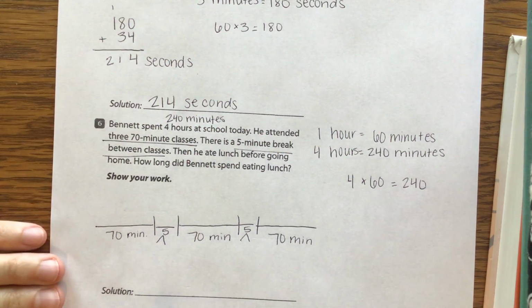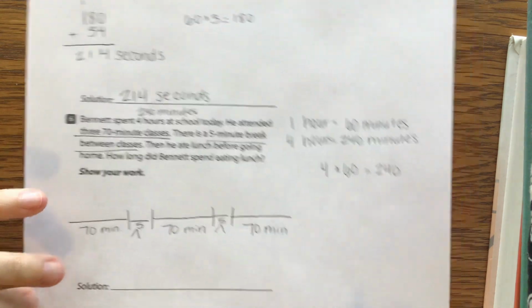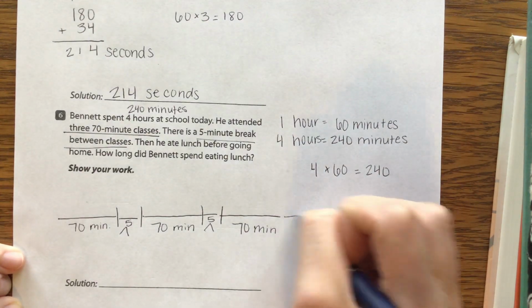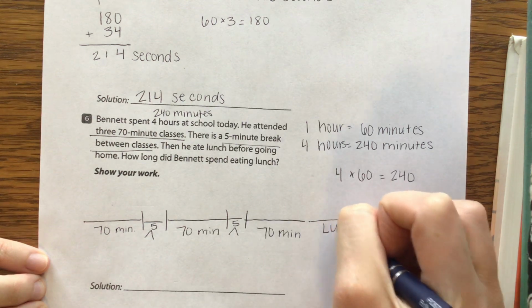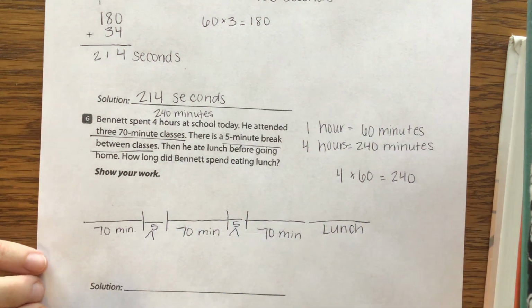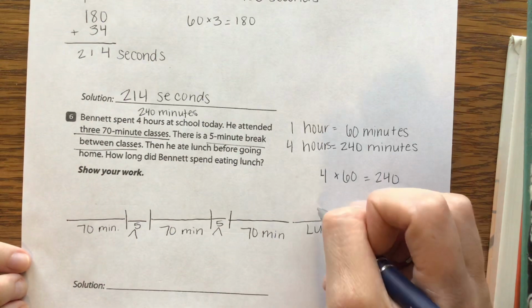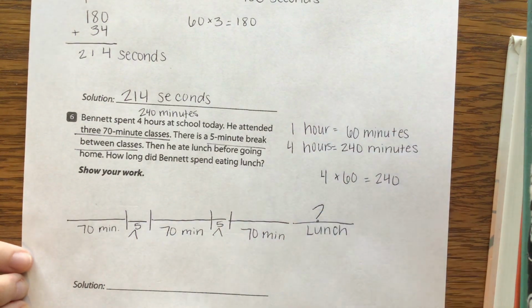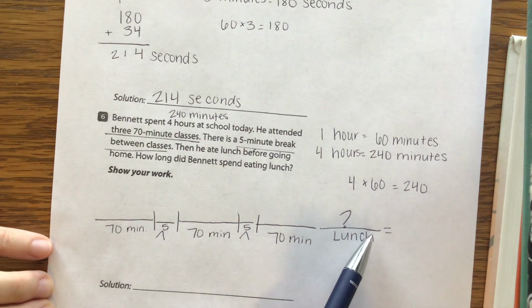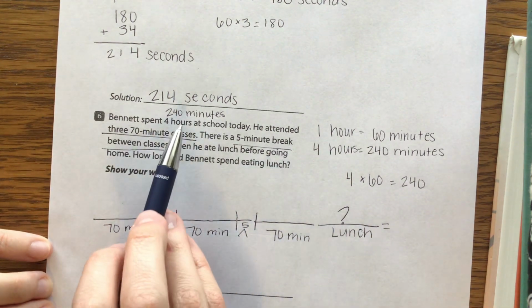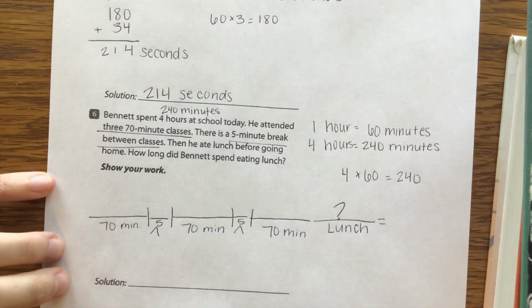All right, and then he ate lunch before going home. So he's eating lunch right here before going home. How long did Bennett spend eating lunch? So we want to know how long he spent right there. And we know that all of this has to equal 240 minutes because that's how long he was at school.